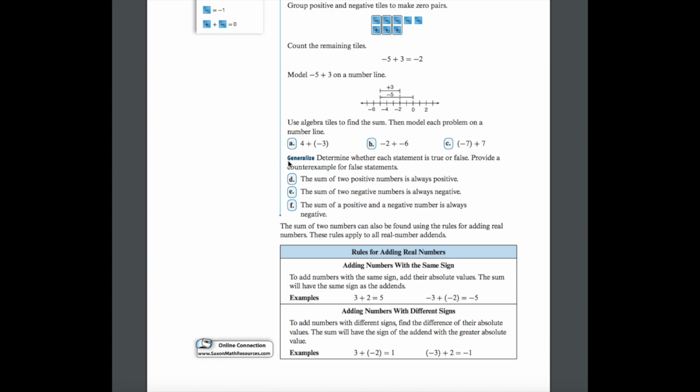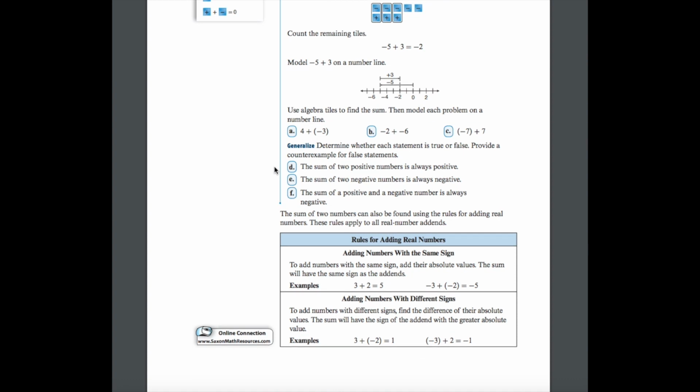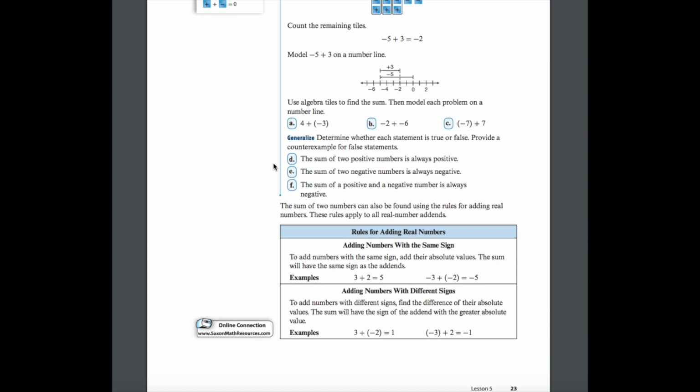Now, here in this generalized section, it asks you to determine whether each statement is true or false. Provide a counterexample. Remember, our counterexample is a way in which you are going to say what is the actual way that it would be represented. So let's take a look. D, the sum of 2 positive numbers is always positive. It's true. 2 plus 2 is 4. 4 plus 4 is 8. 5 plus 2 is 7. Anytime I'm adding positive numbers, it becomes another positive number.